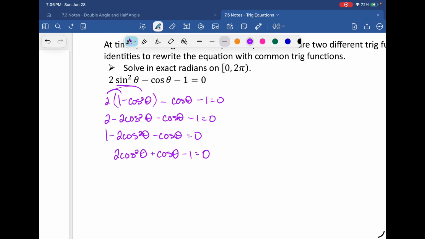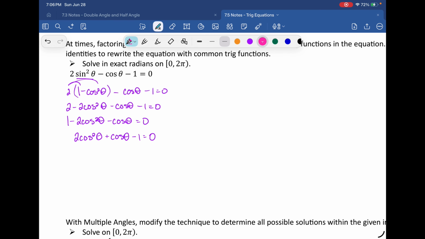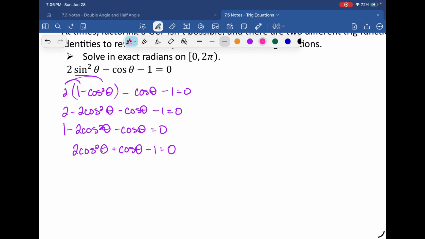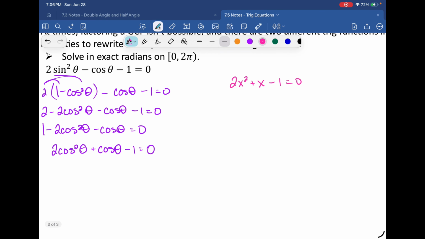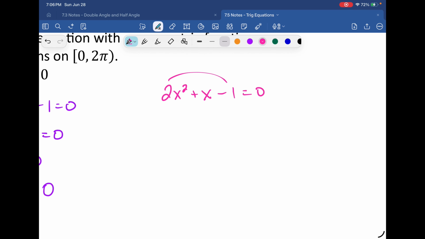And now I'm going to factor. All right, I'm going to treat it like a quadratic. We're going to change cosine squared to x. Multiply leading coefficient times the constant. Factor pairs. It's got to add to be 1. So the way that happens is if 1 is negative, break it up.